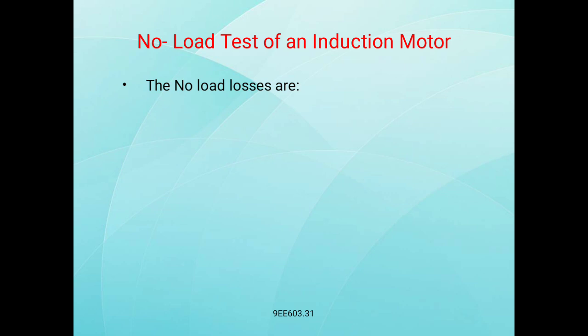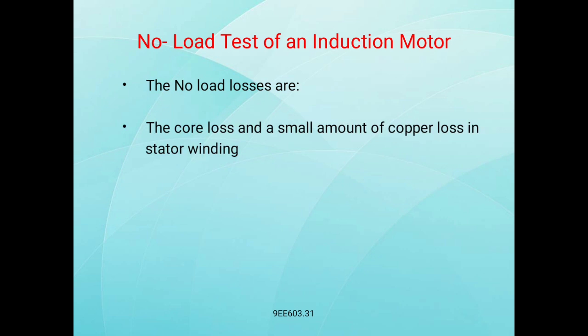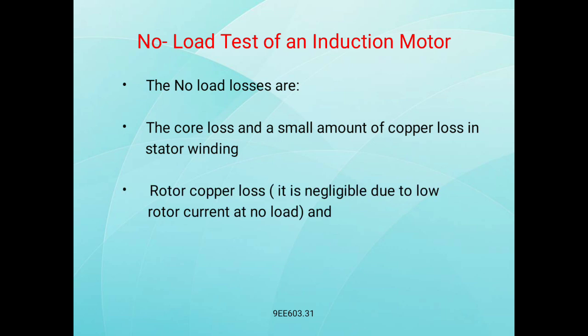The no load losses are the core loss and a small amount of copper loss in the stator winding. The rotor copper loss is negligible due to low rotor current at no load, along with friction and windage losses.